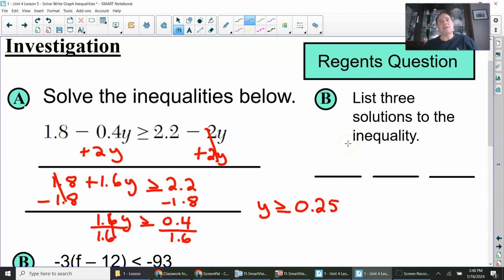It says here, list three solutions that satisfy the inequality. So I am going to go with exactly 0.25 because it could be equal to that. Then I'll just put 1 and 2. Any number that is greater than or equal to 0.25 satisfies the inequality. That's it.